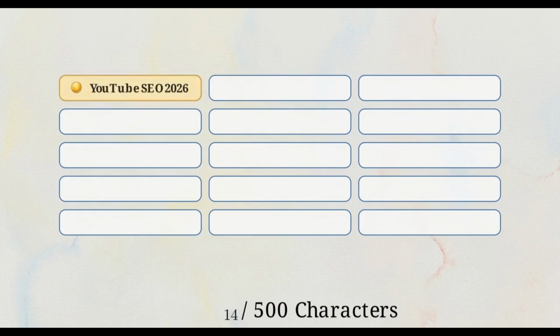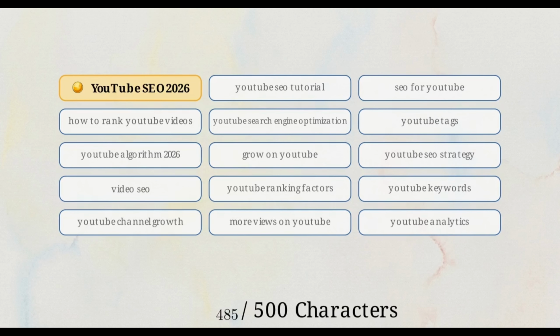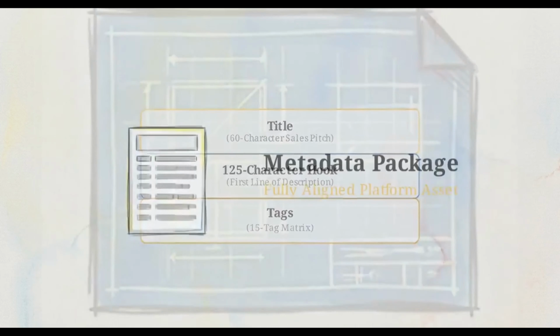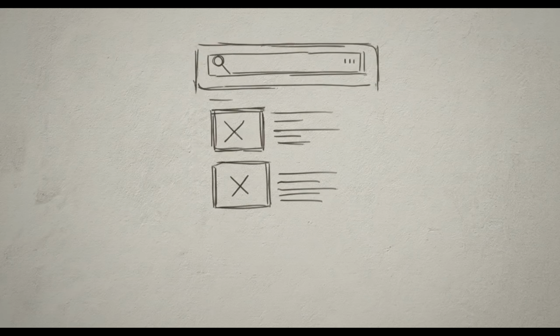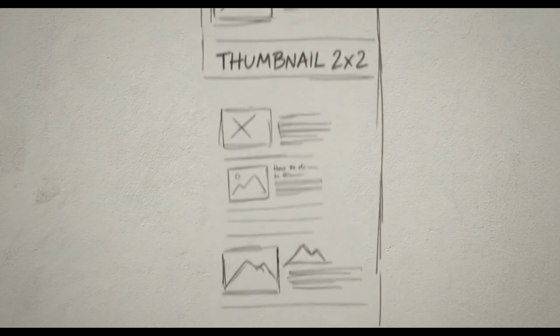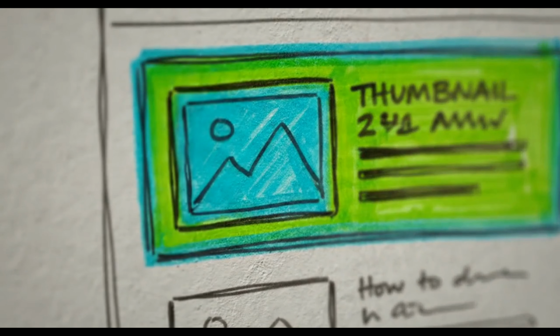For the tags, you want a list of 10 to 15 specific terms. Make sure your primary keyword is the very first tag on the list. Fill out the rest of the tag block using the close variations and long-tail questions you uncovered during the wildcard search. Keep the total length strictly under the 500-character limit. Aligning your title, description hook, and tags around a single keyword concept sends a clear signal to YouTube. It establishes authority over that search query.